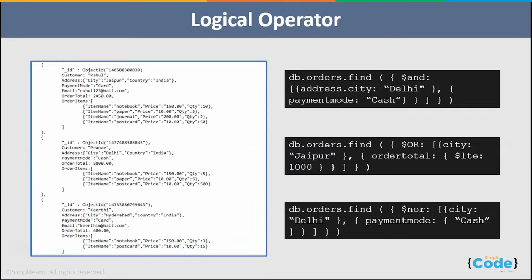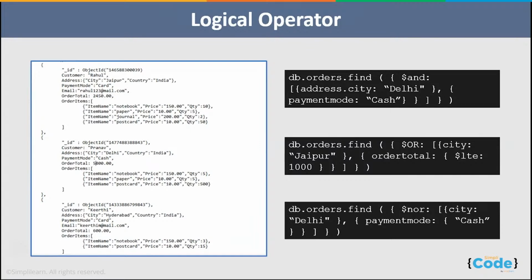Next, if I consider the OR operator, which is db.orders.find with $or: city Jaipur or order total is less than or equal to 1000. So we have Jaipur city, which is of customer Rahul. So it will retrieve that one, and it will also retrieve those documents whose order total is less than or equal to 1000. Now we have only one document of Kirti whose order total is 600, which is again less than or equal to 1000. So basically the first document and the third document will be retrieved in our final resultant set.